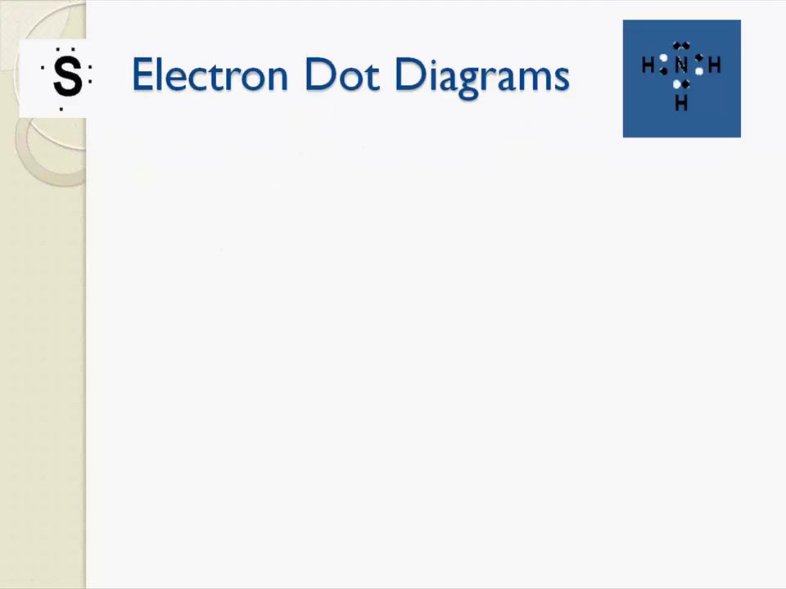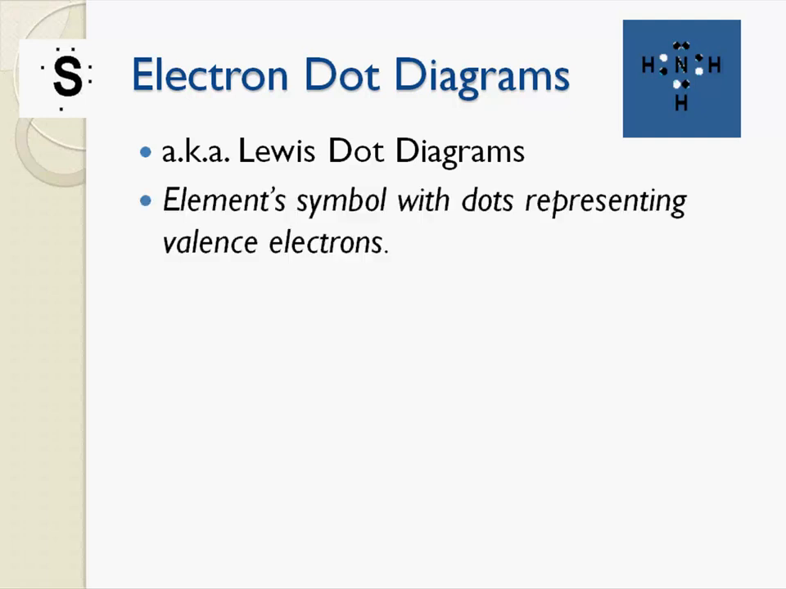Okay, today we're going to talk about electron dot diagrams. How do we make those? Another word for these is Lewis dot diagrams, okay? It's basically just the symbol of the element with dots around it that represent how many valence electrons these atoms have. You're going to find out that this is not rocket science, okay? Let me give you some examples.